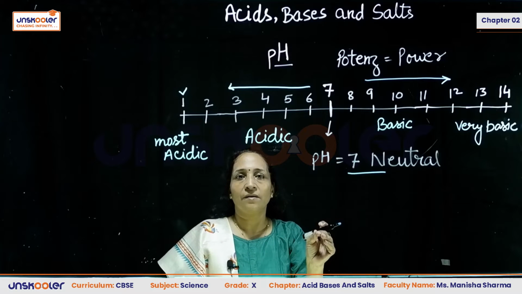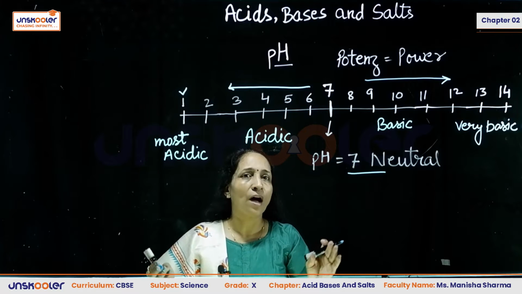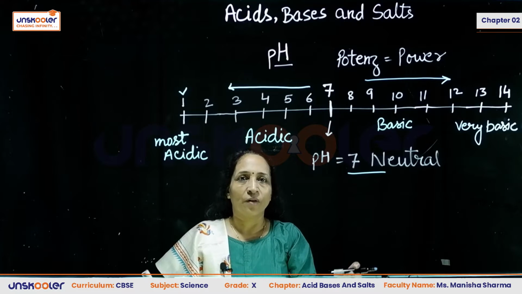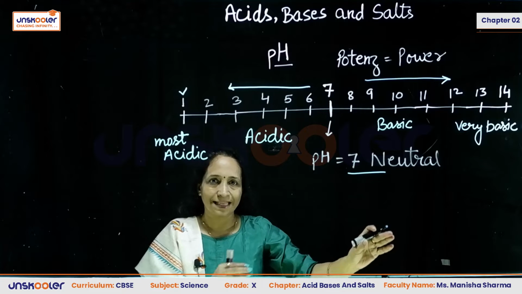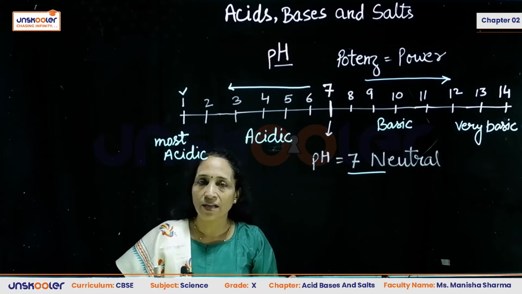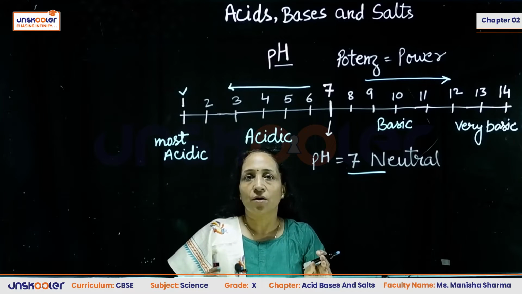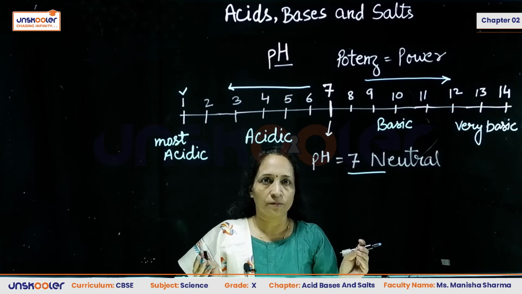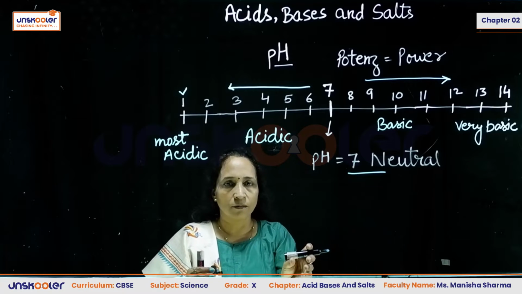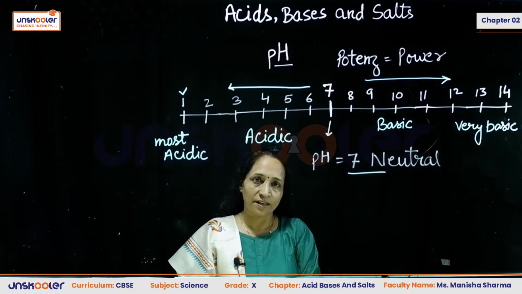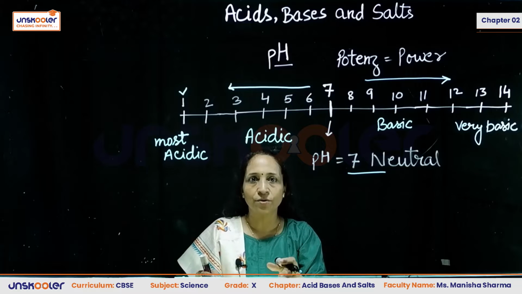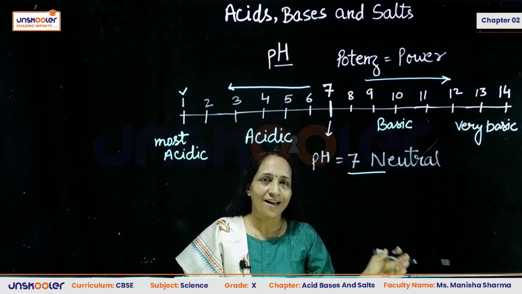And it is very helpful for the farmers also. So how does it help the farmers? To know the pH of the soil. Farmers go to specific centers to check the pH of the soil, because if the soil is too acidic or too basic, it is not good for the production of crops. So they check the pH of the soil, and if it is acidic in nature, then some base is added.